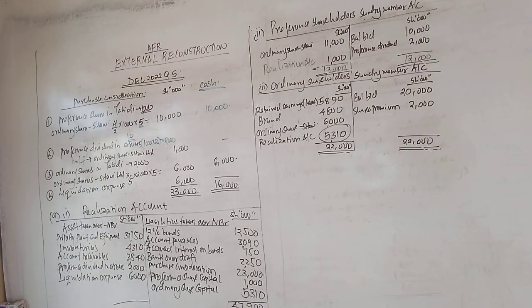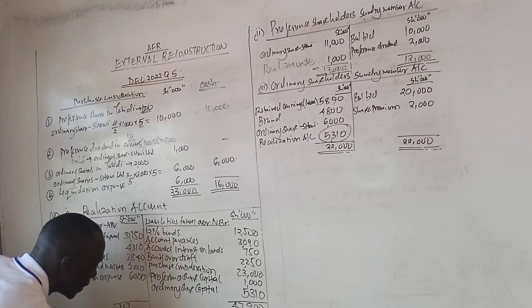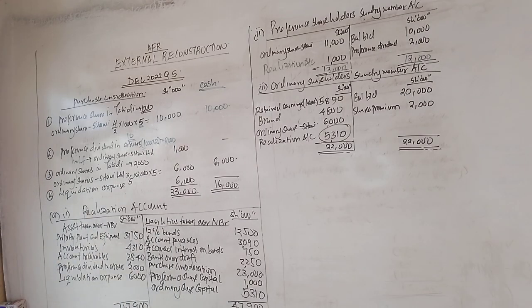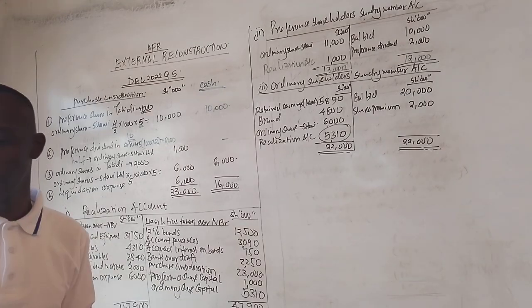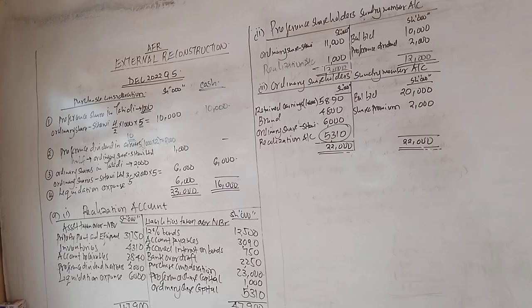Let us add the debit side. We see whether it is balancing. 31,750. We add 4,310. We add 3,840. Then 2,000 and also 6,000. So it is balancing, meaning the adjustments are correct. And number A is done. That is how you are supposed to adjust number A.